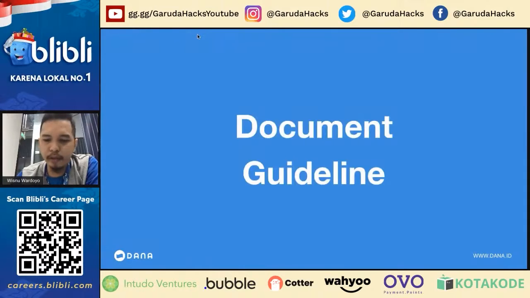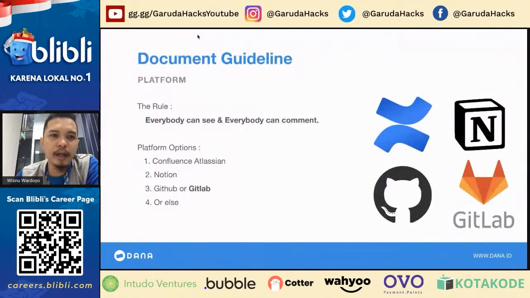So next, I will talk about the document guideline. It's very long, so I hope you're not bored, but the fun part is not here yet. For the document guideline, the first rule is everybody can see, everybody can comment. Of course, because you need to present the system analysis to all the team. The platform options: the first choice is Confluence from Atlassian. But I would say this is a paid plan. Maybe for you that don't want to pay, you can skip this.